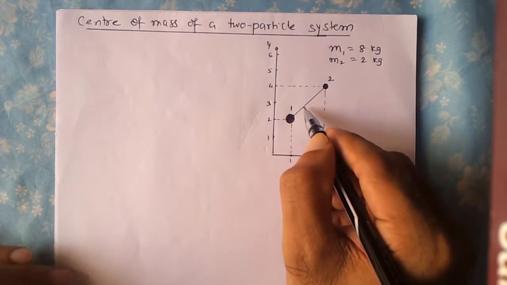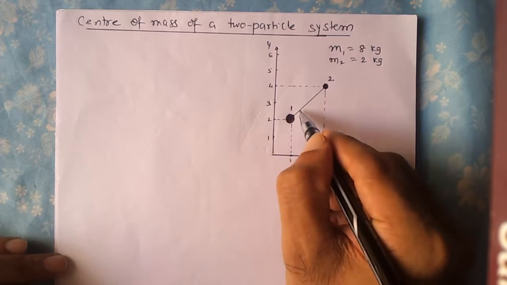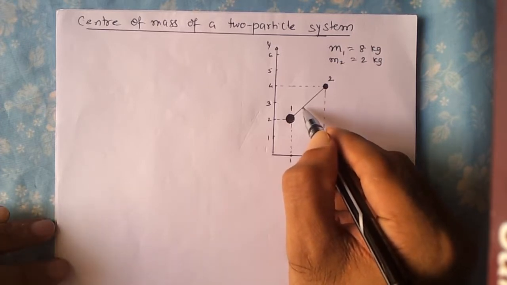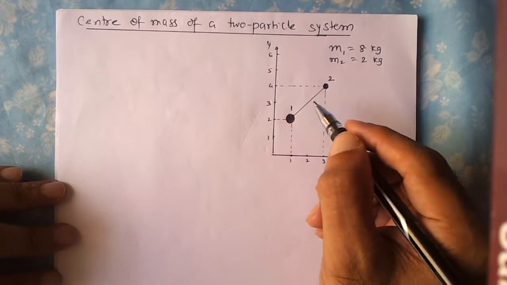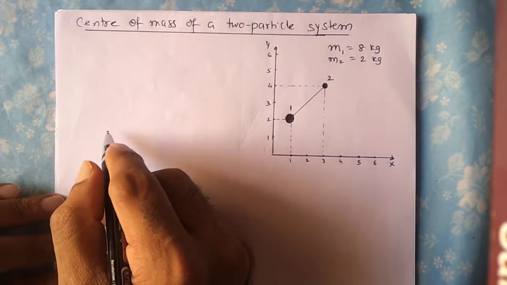From intuition we can see that it will be somewhere closer to the particle with the larger mass, so it will be somewhere over here. Let us see how this center of mass can be found out. So we will follow the same method that we have done in the previous video, but there will be some small changes here and there.